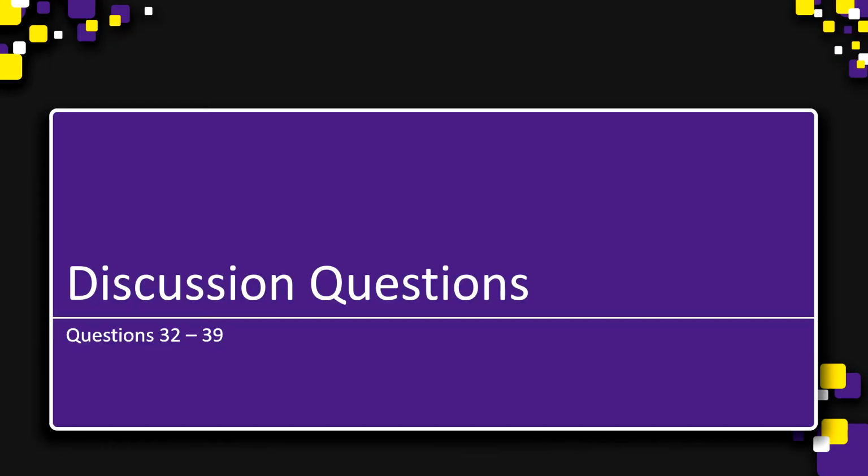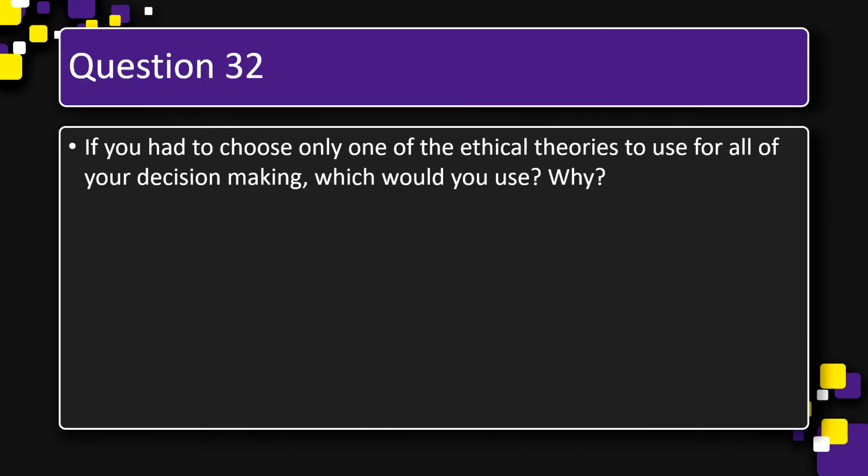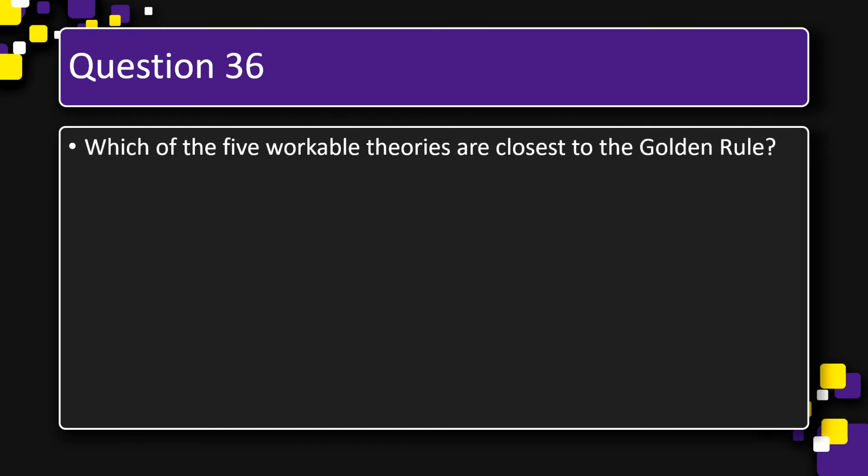Now, from the discussion questions, these are the questions from 32 through 39 that I mentioned. Not all of the questions from 32 through 39, only the ones I mentioned at the beginning. Question 32, if you had to choose only one of the ethical theories that we covered to use for all of your decision making in your life, which would you use and why? Alternatively, which one do you think you actually use and why do you use it?